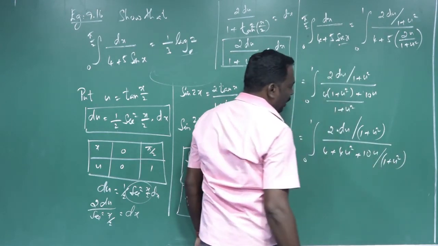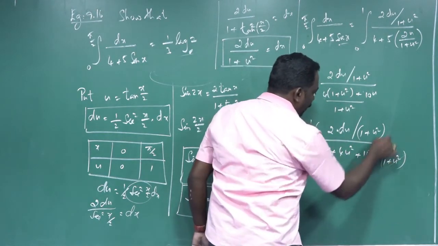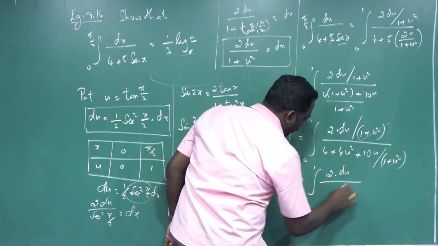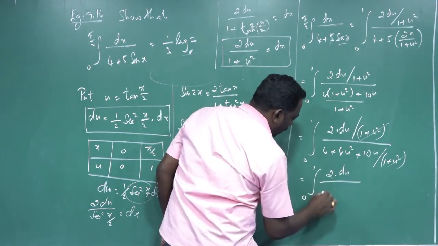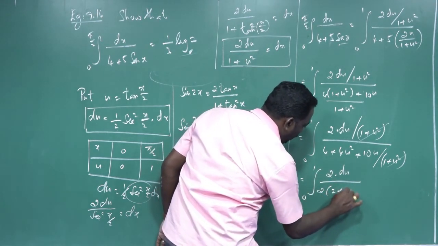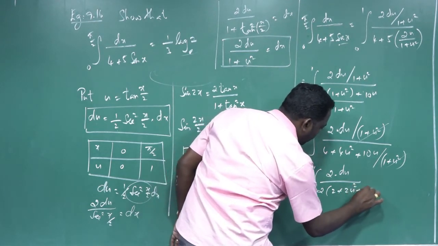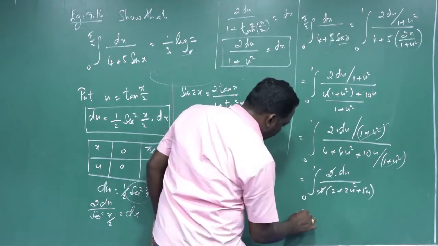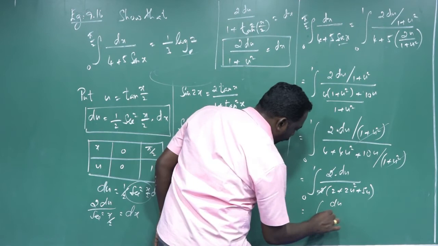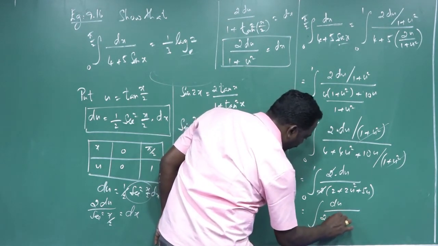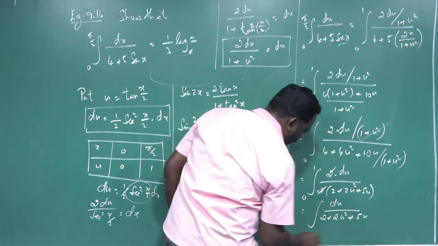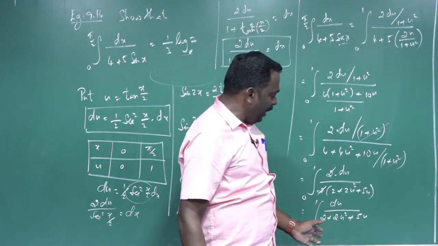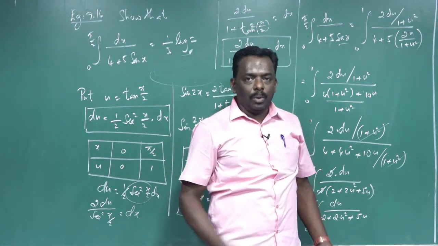Now both the numerator and denominator have the same denominator, so both are cancelled. What is remaining? The integral from 0 to 1 of 2 du by, we can take 2 commonly, 2 plus 2u square plus 5u. Therefore the 2 cancels. What is remaining is the integral of du by 2 plus 2u square plus 5u, with limits 0 and 1. Now for this denominator we have to apply the completing square method to simplify it.